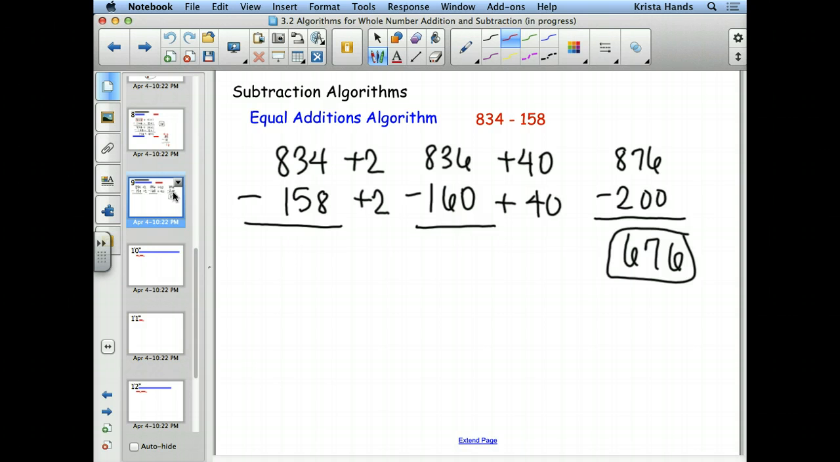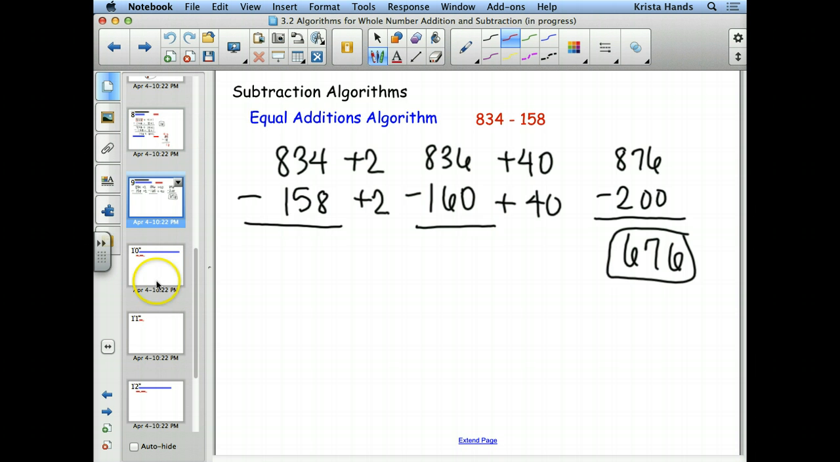And then over here, we still run into another problem. If you stop right here, you still have to borrow, which defeats the whole point of the whole process. So we do the same thing again. We look at 160 and we say, oh, but if I add 40, then I can turn this number into 200. And then finally, when I do that and I add 40 top and bottom, I'm able to subtract, no borrowing. So that's equal additions.